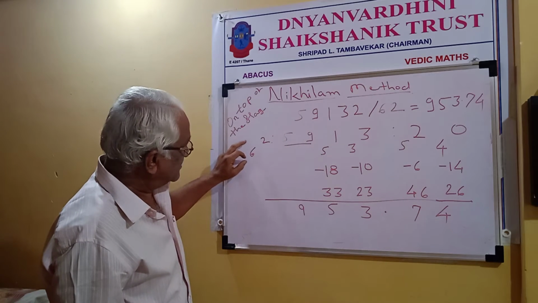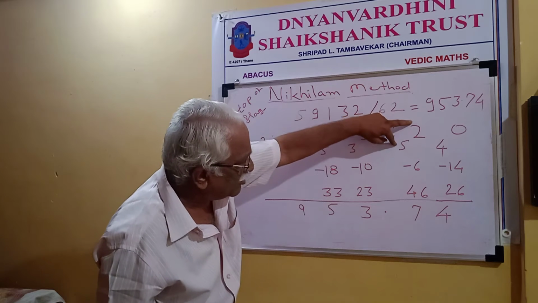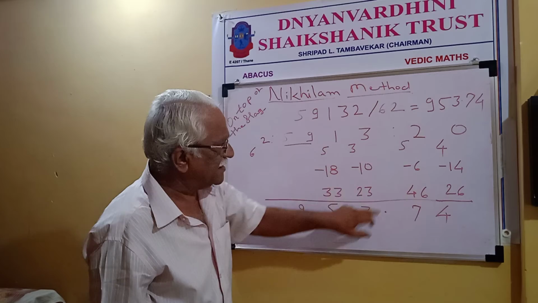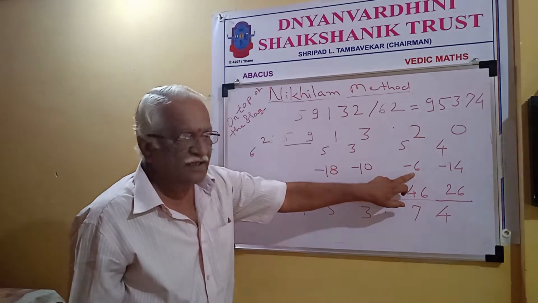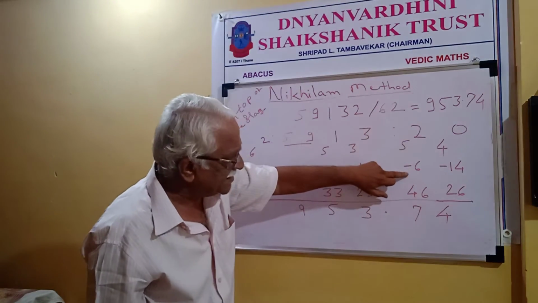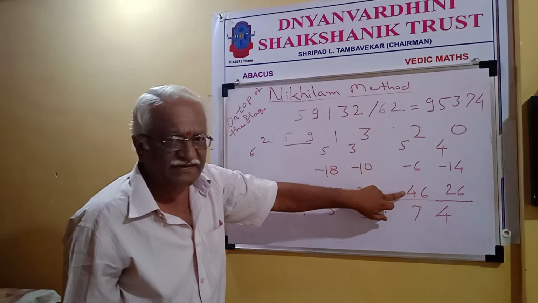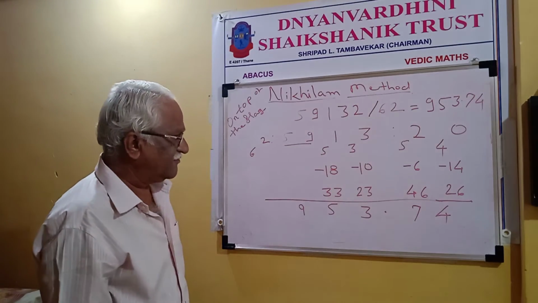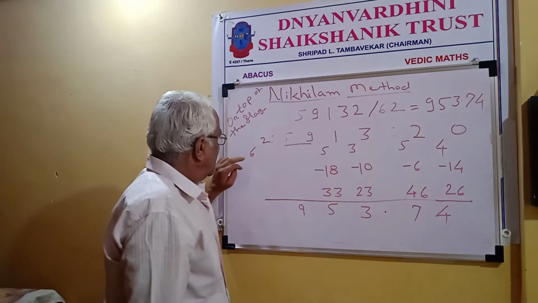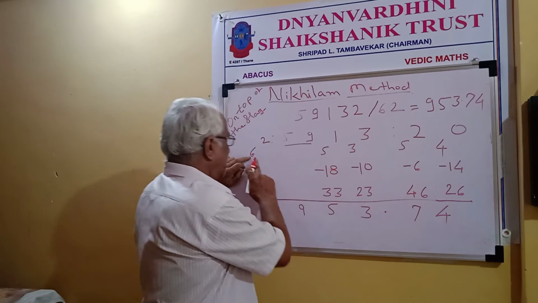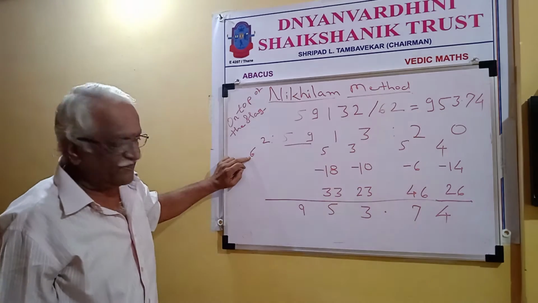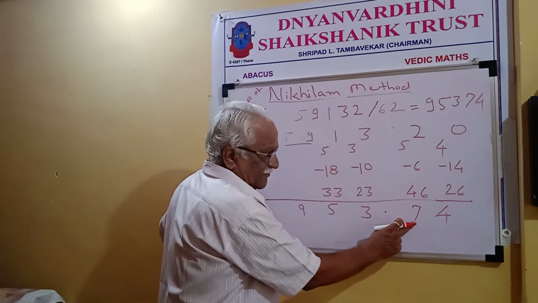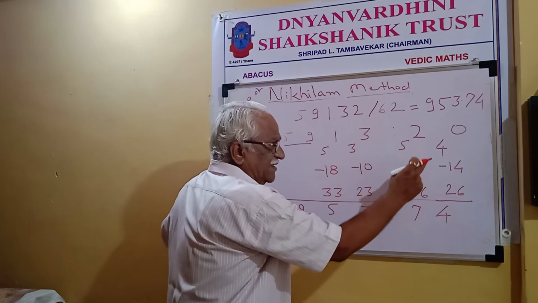Now here see, 52 is the gross dividend. Now multiplier into quotient, that is minus 6. So 52 minus 6, that is 46. 46 is the net dividend. We are again dividing 46 by 6. So 6 7s are 42. The next remainder is 4.